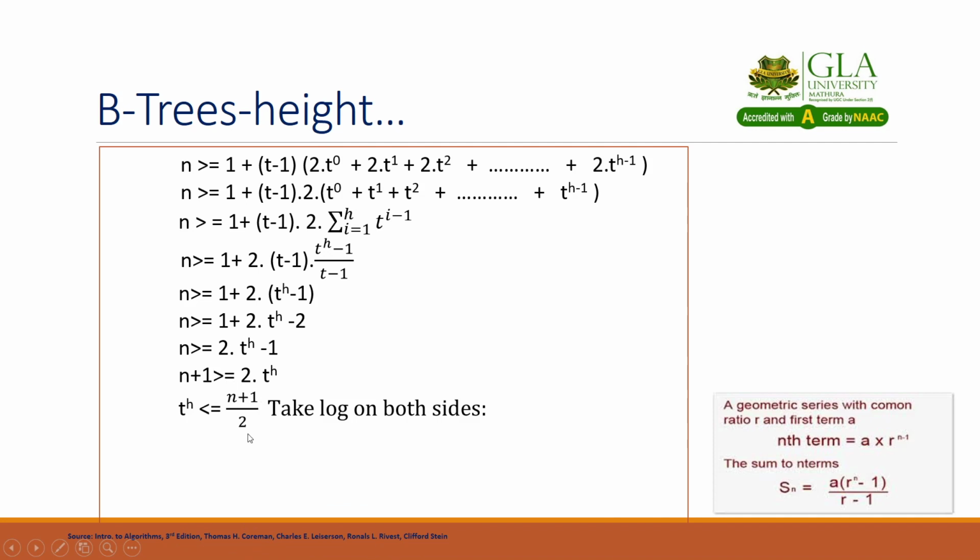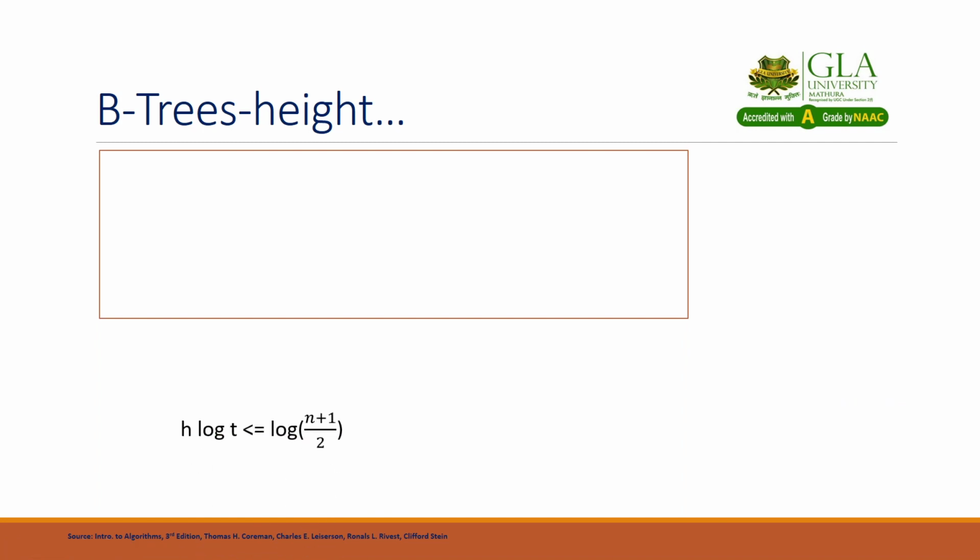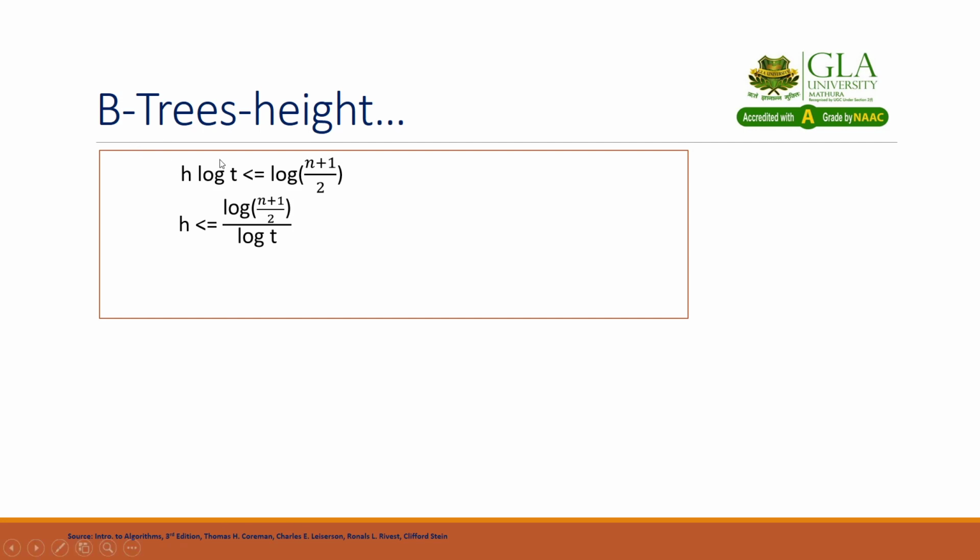We will take the log on both sides. We find log t to power h less than or equal to log of n plus 1 upon 2. Then we take h outside of the log. So this will give you h log t less than or equal to log of n plus 1 upon 2. So now we reach here h log t less than or equal to log n plus 1 upon 2. So log t we can take to the other side, so it will be h is less than or equal to log of n plus 1 upon 2 divided by log t, and this log t will work as a base of the log, so it will become log base t of n plus 1 upon 2. T will become the base of the log.